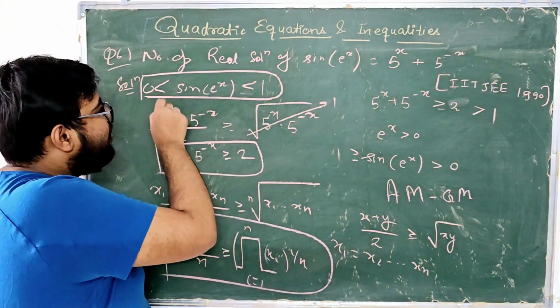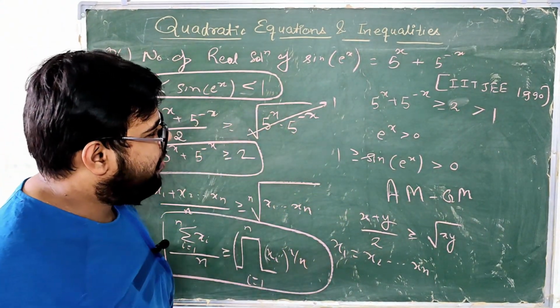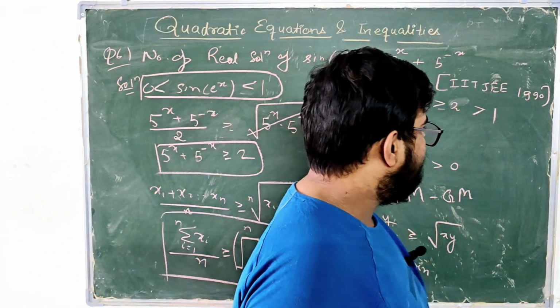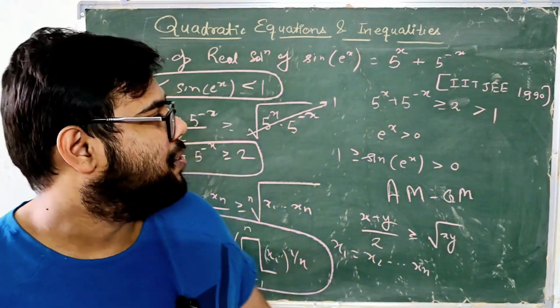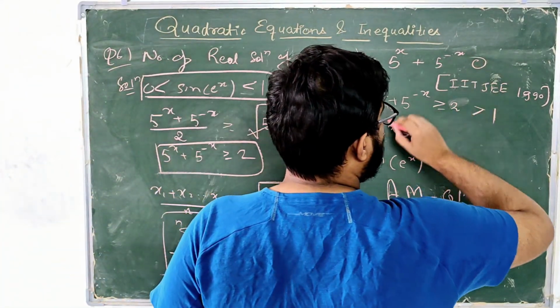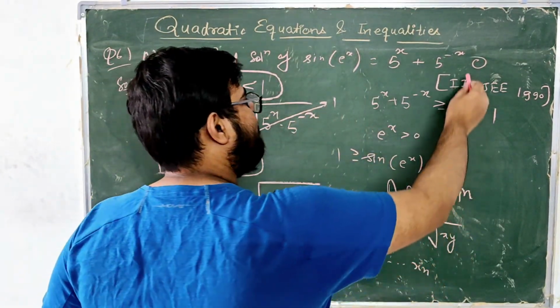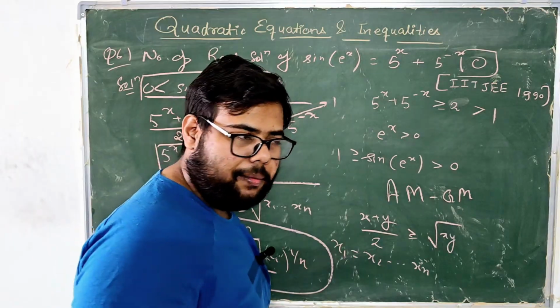So it means that the range of this function is between 0 and 1, and the range of this function is of course greater than 2. So of course they can never intersect, so the number of solutions will be 0. That's the answer. Now let's move to the next question.